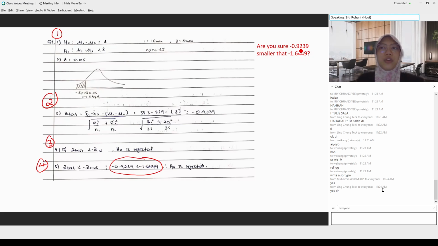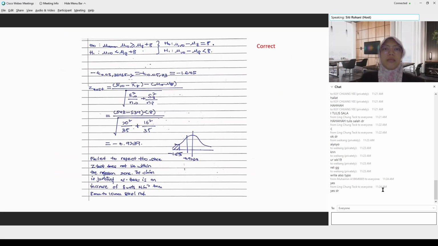Are you sure that negative 0.9239 is smaller than negative 1.6449? Please be careful. Here is negative 1.6449, and negative 0.9239 should be around here. It should be bigger. For example, negative 2 and negative 1: which one is bigger? Of course negative 1. So you also need to be careful here. This is the correct answer.